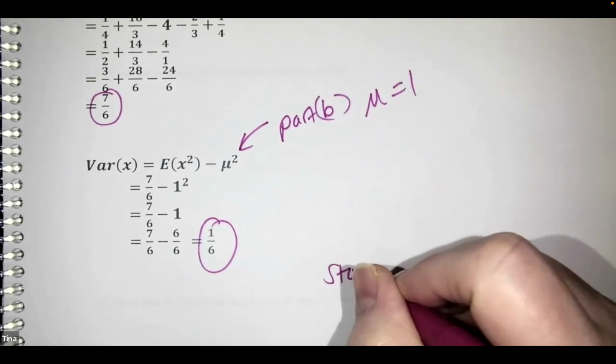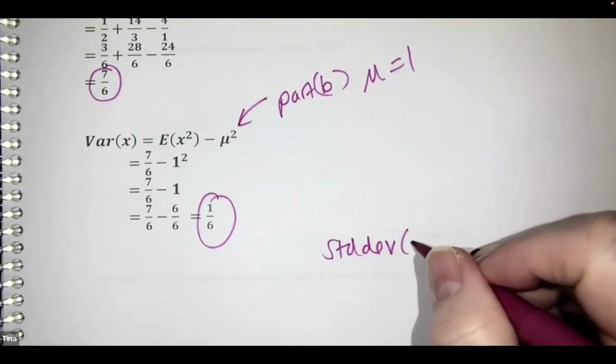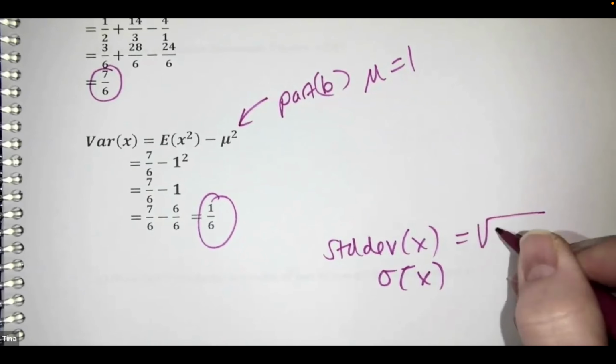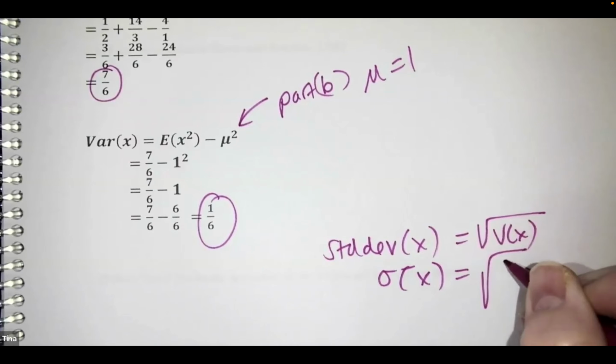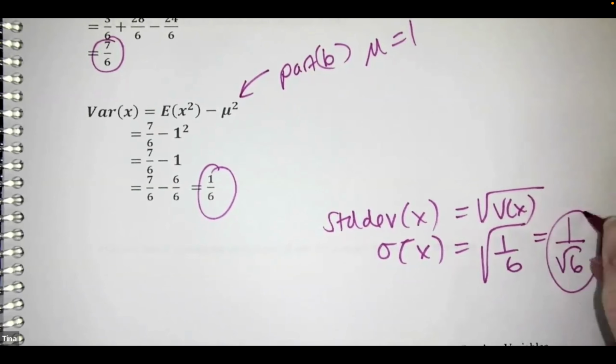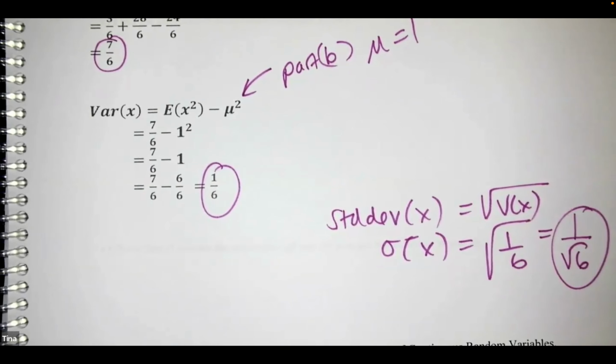If they wanted the standard deviation, by the way, sigma of x, then it would be the square root of the variance. And I guess we could square root 1, so we could say 1 over root 6, right? Okay, so that would be the standard deviation.